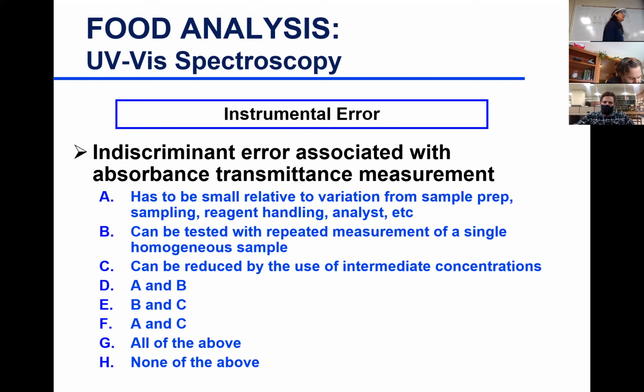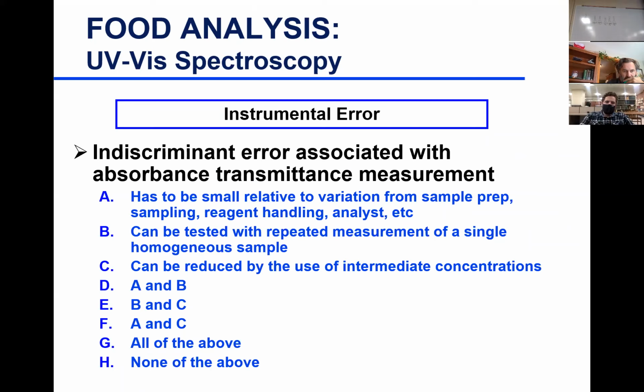Instrumental error, or what we call noise. Oftentimes you say there's instrument noise. There are little peaks and little absorptions of just noise from the instrument. So it is indiscriminate error associated with absorption or absorbance transmittance measurement. In other words, the noise of the instrument. It has to be small relative to the variation from sample prep, sampling, the reagent handling, analyst, etc. This is telling you that the instrument noise has to be smaller than errors coming from all of these procedures: your sample prep, the sampling, the reagents that you're using, or the analysts themselves, that means their technique, etc.